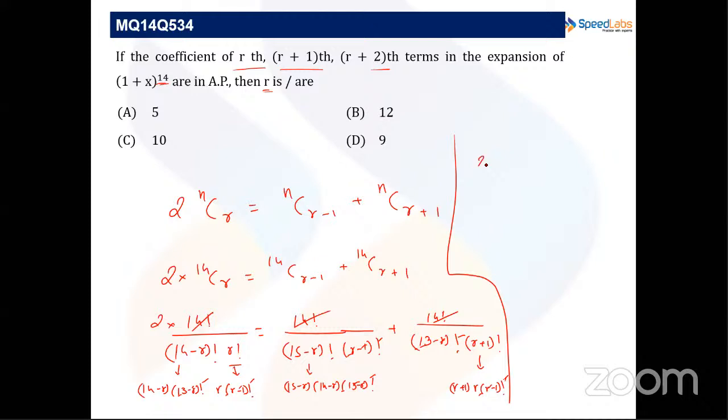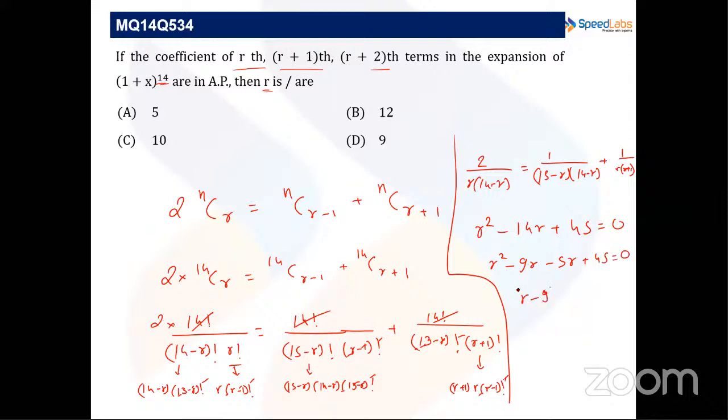So we will be left with 2 upon r into 14 minus r equals to 1 upon 15 minus r into 14 minus r plus 1 upon r into r plus 1. So on simplifying it, you will get a quadratic equation r square minus 14r plus 45 equals to 0. So this is 9 into 5. So r square minus 9r minus 5r plus 45 equals to 0. So that will be r minus 9 into r minus 5 equals to 0. So the value of r is 9 and 5. So the two correct options are A and D.